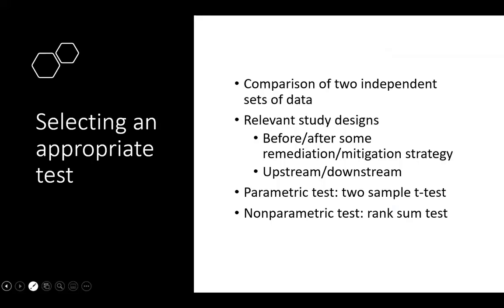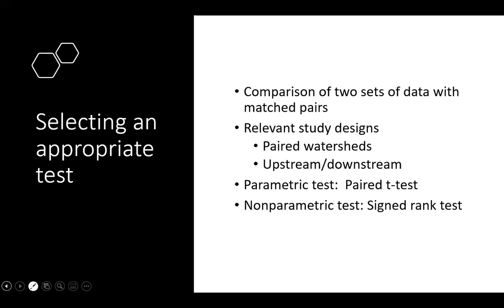The next thing you want to think about is what is the appropriate test to use. So for example, if you're comparing 2 independent sets of data, so this would be before or after some remediation or mitigation strategy, an upstream or downstream. So those data sets are independent. If your data is normally distributed, you can use a 2-sample t-test. If your data is not normally distributed, then you have to use a non-parametric test, and then you'd use a rank sum test.